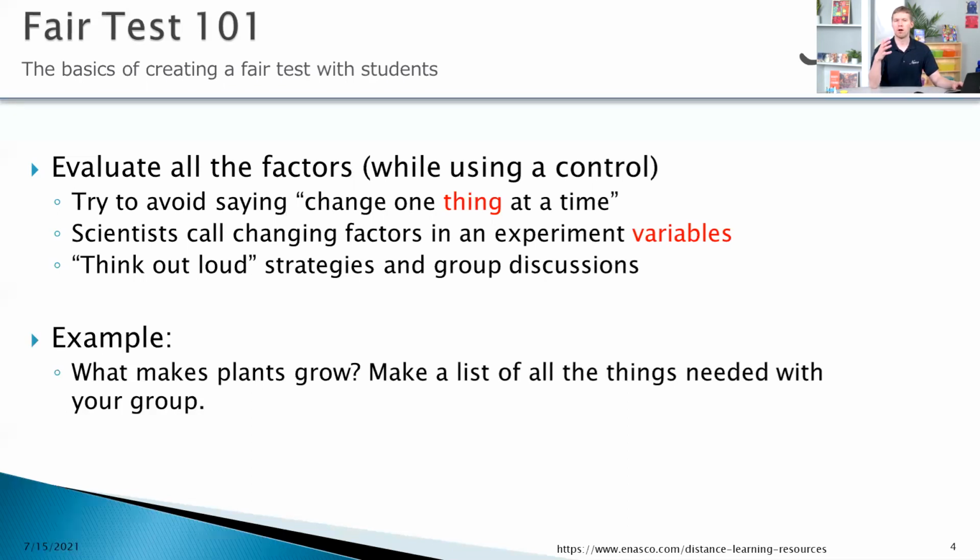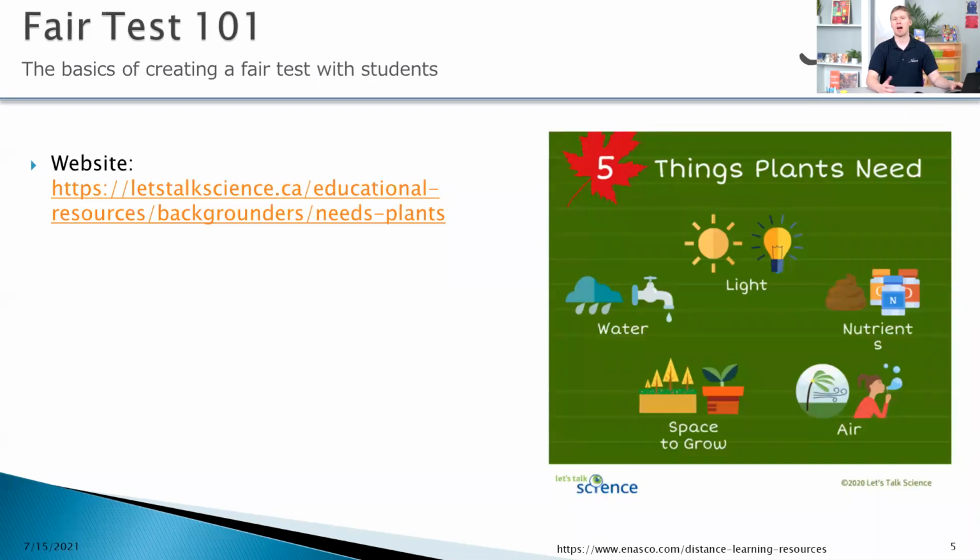An example that you can utilize in your class, especially early on or even at the middle school level, is, hey, what makes plants grow, right? So let's make a list of all the things needed with your group. You can work in pairs, you can work in groups of three or four, and then you come together as a class and have a conversation about this.